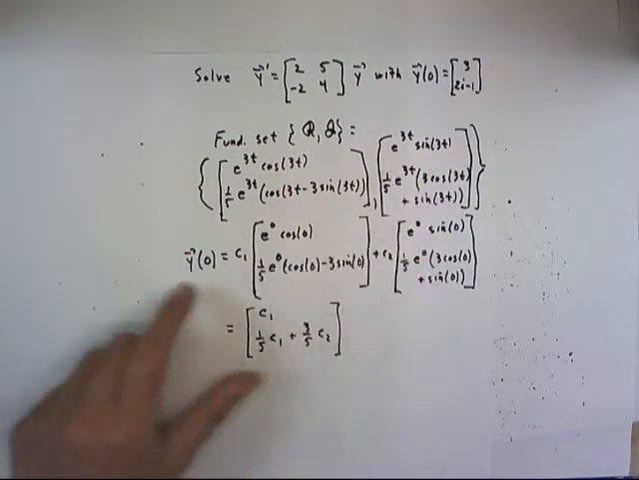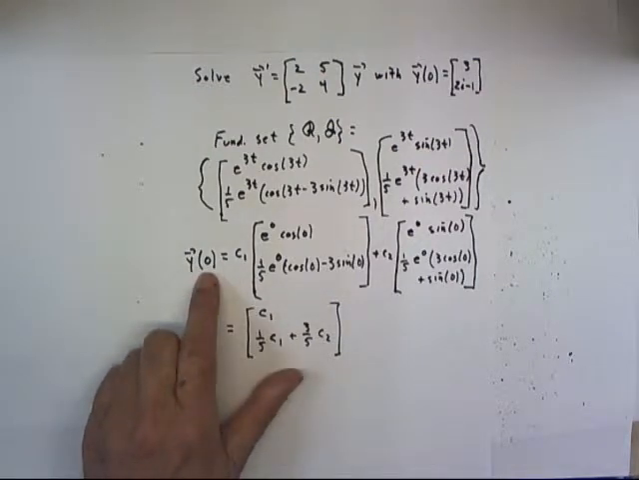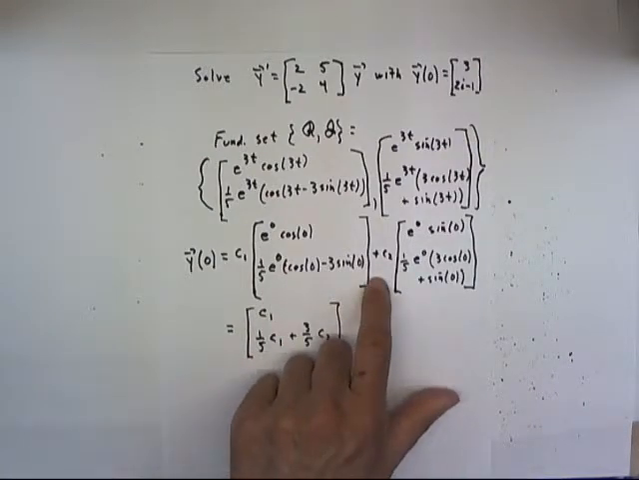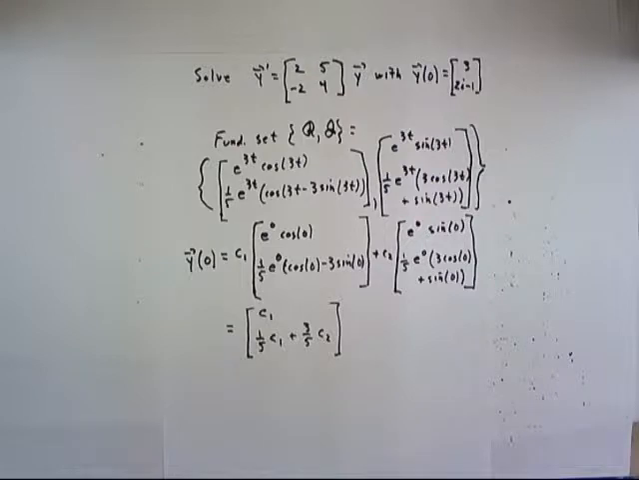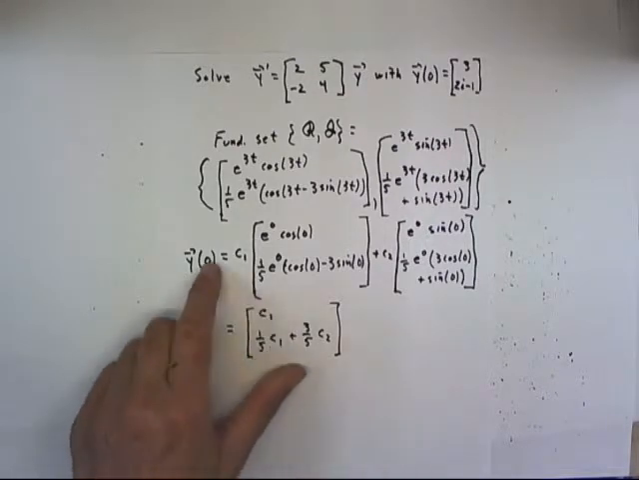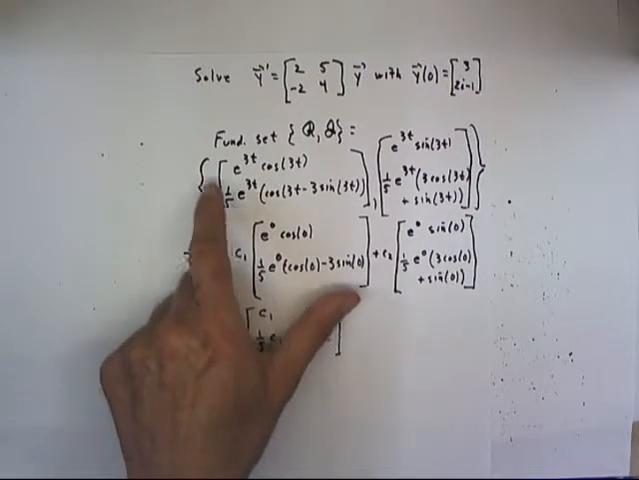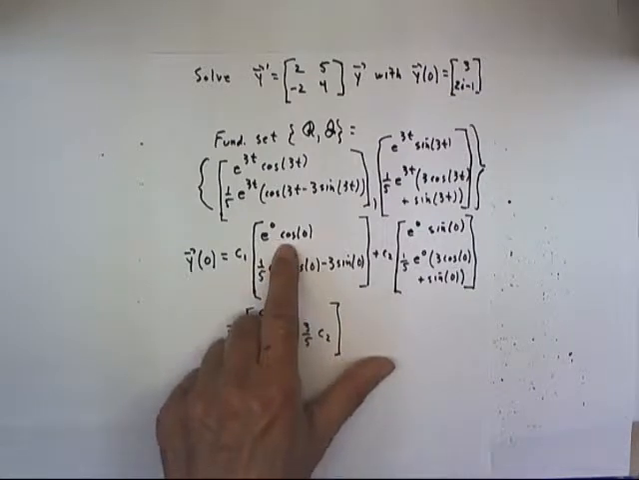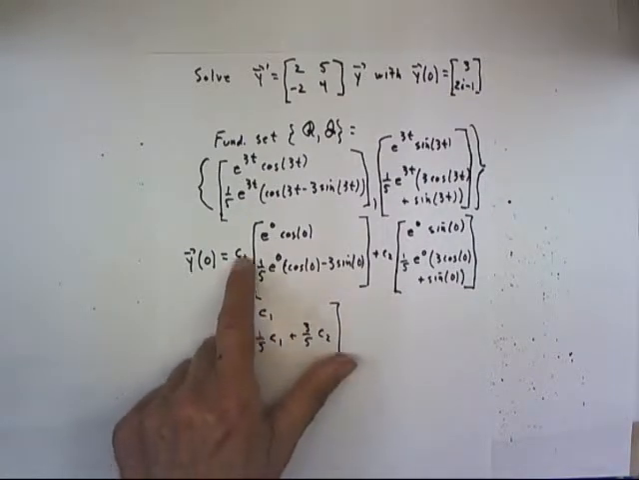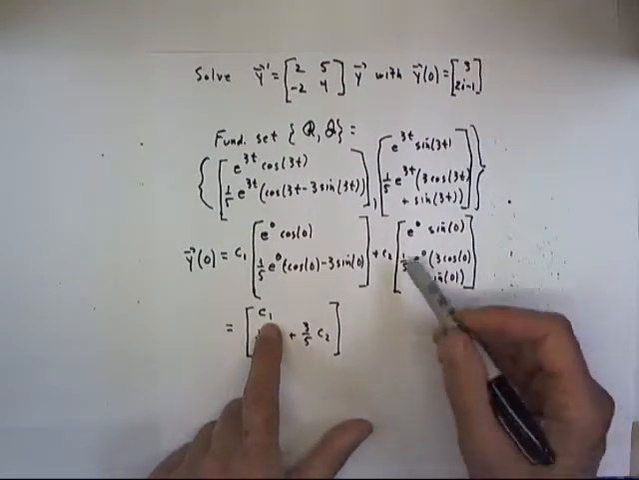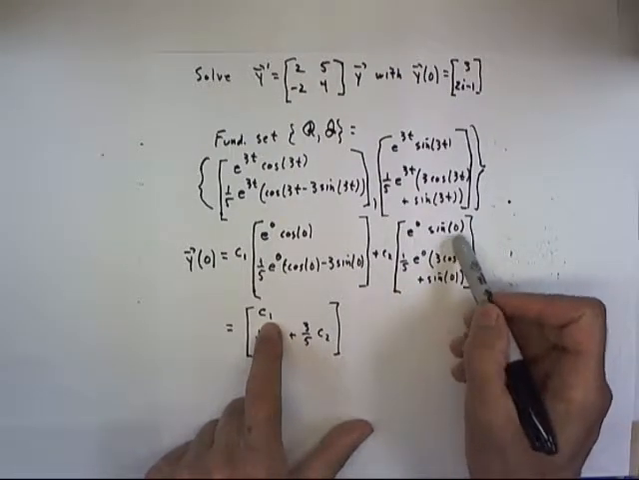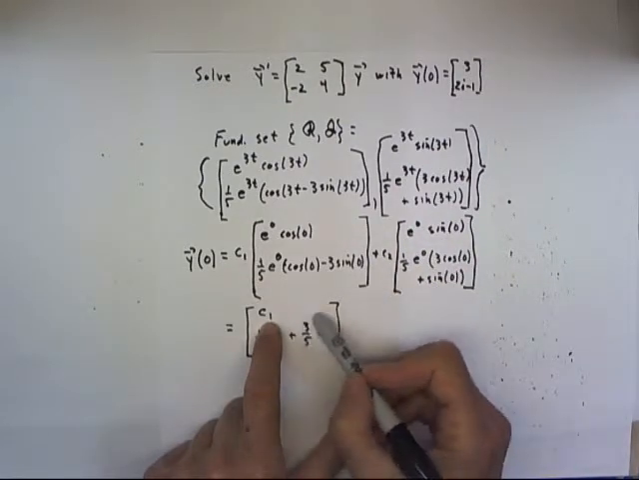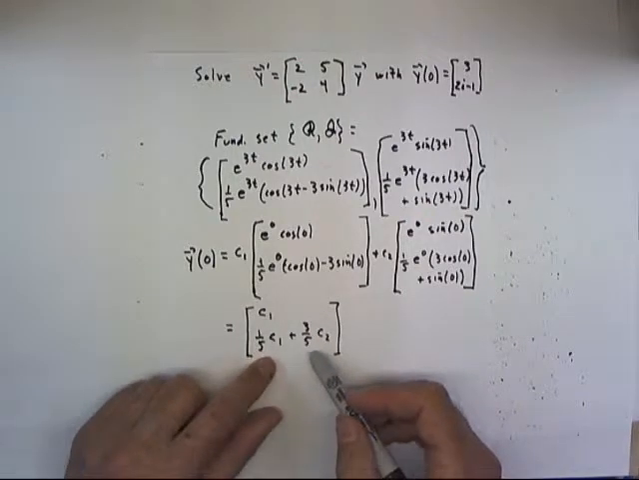Not writing that out again, I'm just going to write that then y of 0 will be c1 times this vector evaluated for t equals 0 plus c2 times this vector evaluated for t equals 0. It's clear that e to the 0 cosine of 0 is 1, so we're going to get c1 times 1. And that e to the 0 times sine of 0 is 0. E to the 0 is 1, sine of 0 is 0. So that we're not going to get a c2 in our first component.